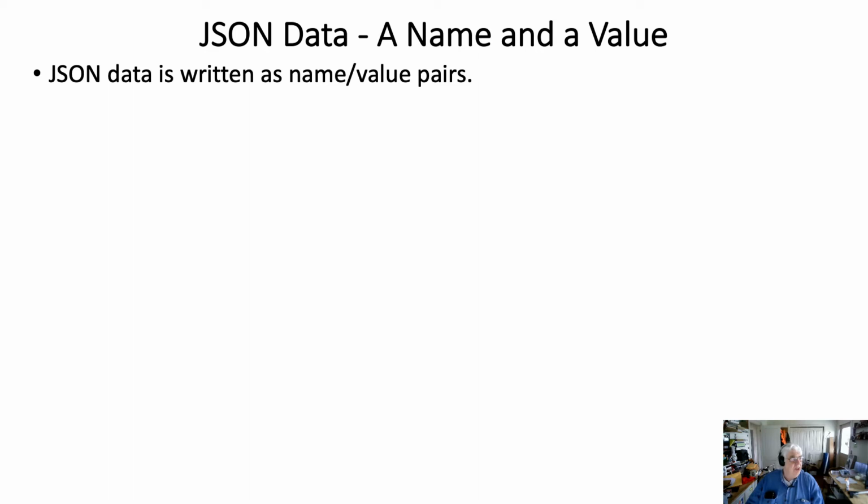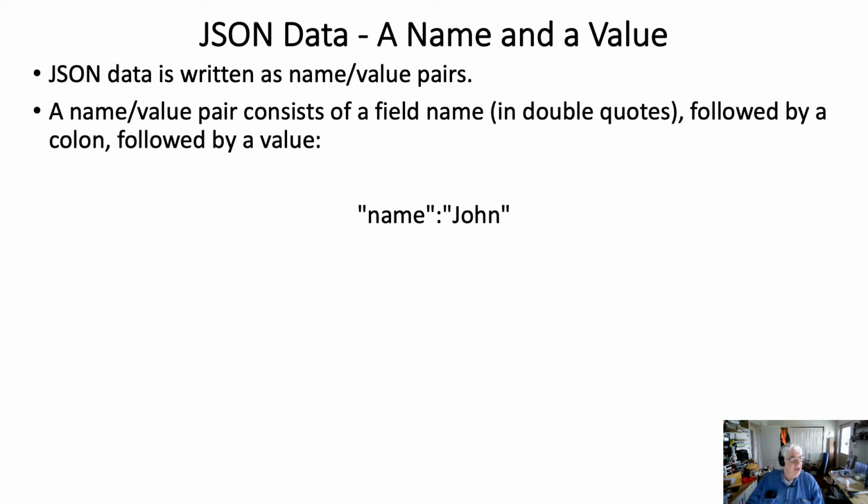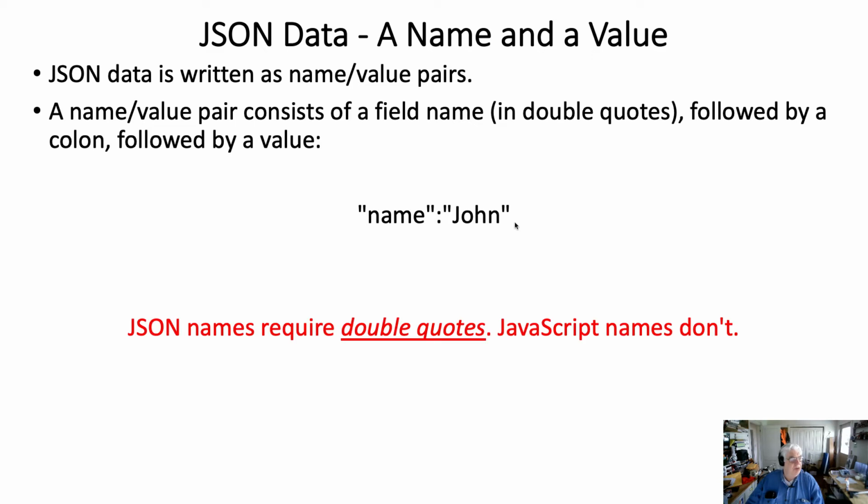JSON data is written as a name-value pair. The name-value pair consists of a field name in double quotes, followed by a colon, followed by a value. So if it's a string, you need double quotes on both sides, but if it's a number, you just have them on the name side. JSON names require double quotes. JavaScript names don't.